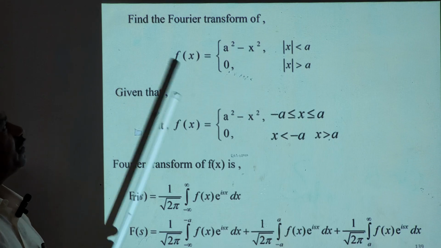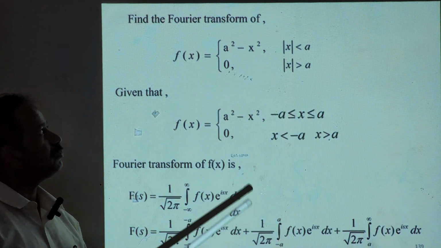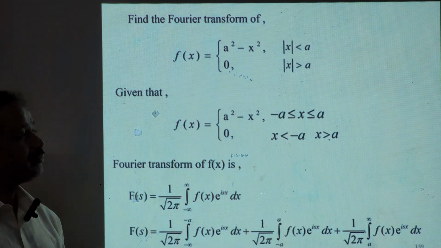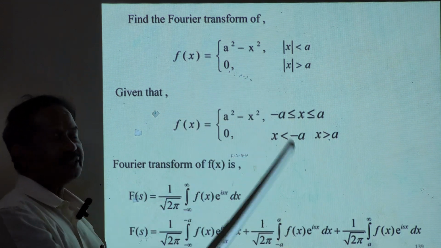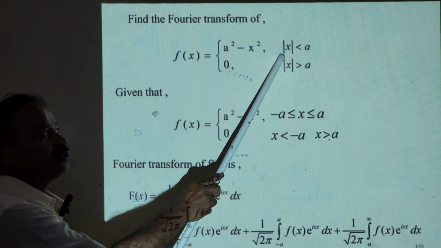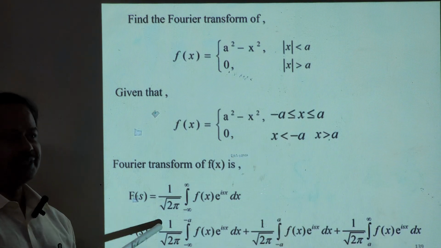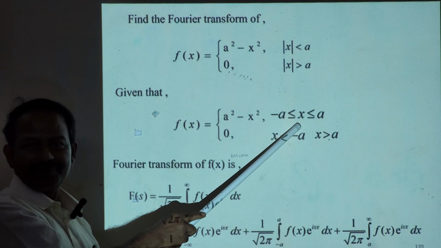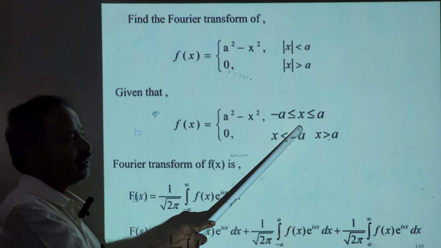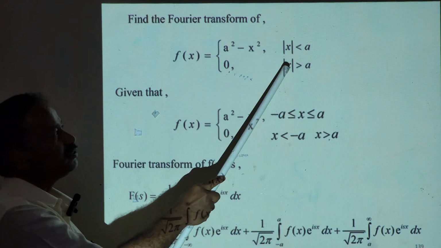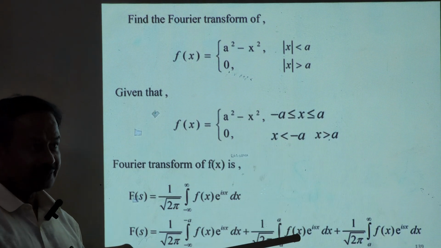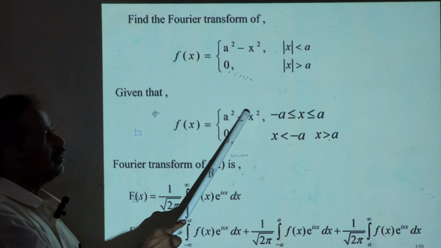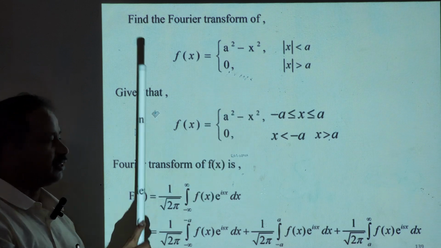Okay, now we'll go for some other problem. Find the Fourier transform of f of x equal to a squared minus x squared in the limit mod x less than a, and 0 if mod x is greater than a. Of course, we'll have to change the limit. As we have seen in the previous problem, we'll have to change the limit mod x. I change that to ordinary x. This limit will become x lies between minus a and plus a. And of course, this limit becomes x is less than minus a or x is greater than a. So we have a squared minus x squared in this interval, and elsewhere it is 0.